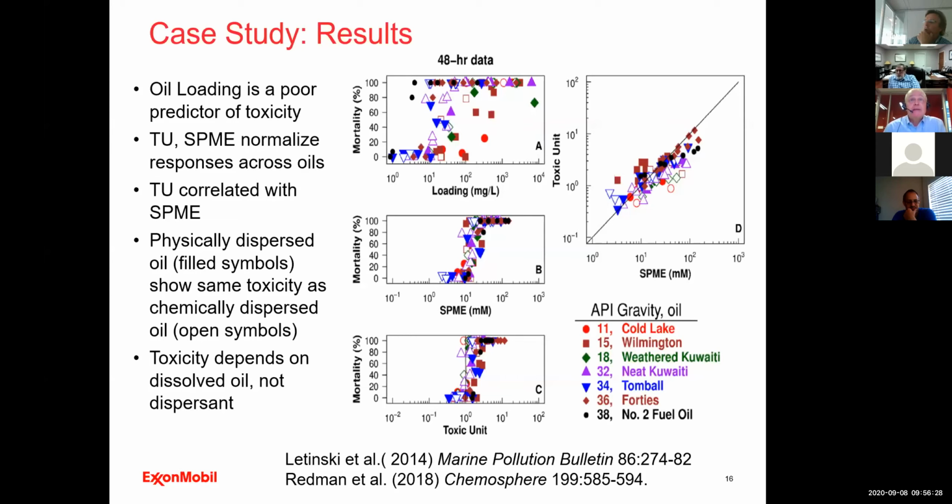If you look at the second two panels, you can see that both toxic units and SPME really normalize responses across oils, since the dose responses collapse into a nice, well-defined dose-response relationship. And the plot on the right shows that toxic units are correlated with the SPME measurements. This suggests that the polydimethylsiloxane coating provides a surrogate for the target lipid in the organism.